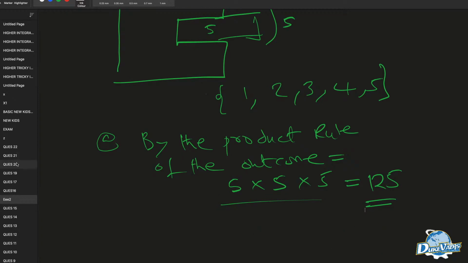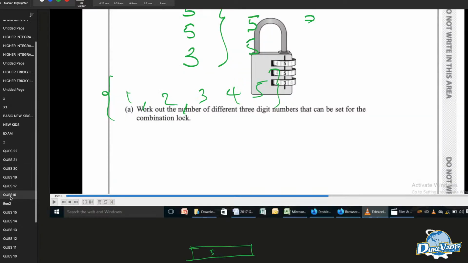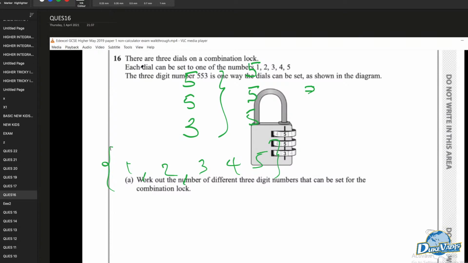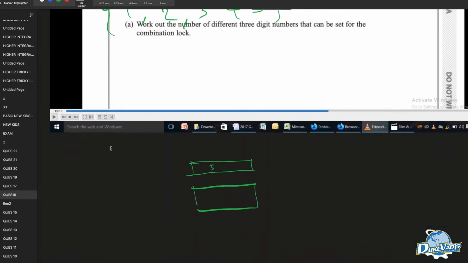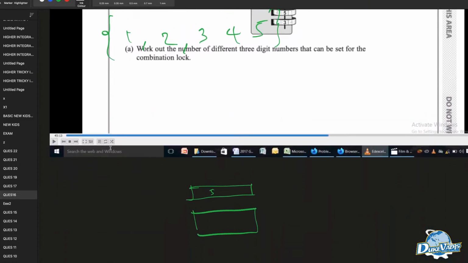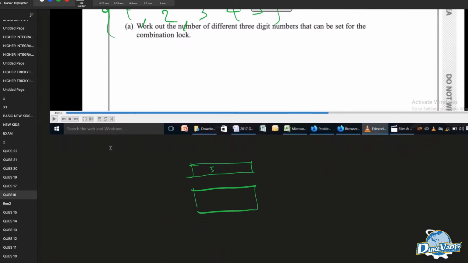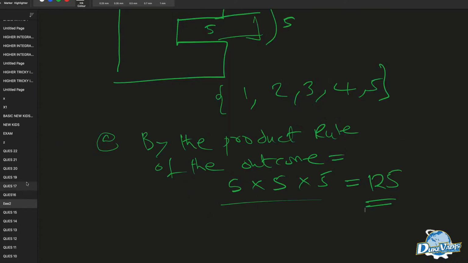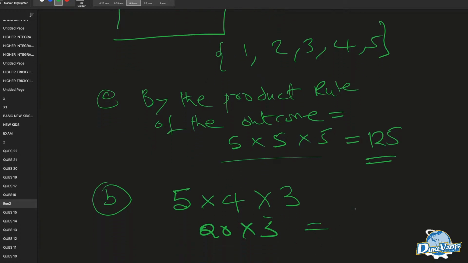Now let's look at the other part of the question. It says work out the different numbers that can be set for the combination. And the B part says, what does it say over here? Okay, so the B part will be 5 by 4 by 3. Okay, and this will give us 20 times 3, which is 60. So that is all the necessary possibility.